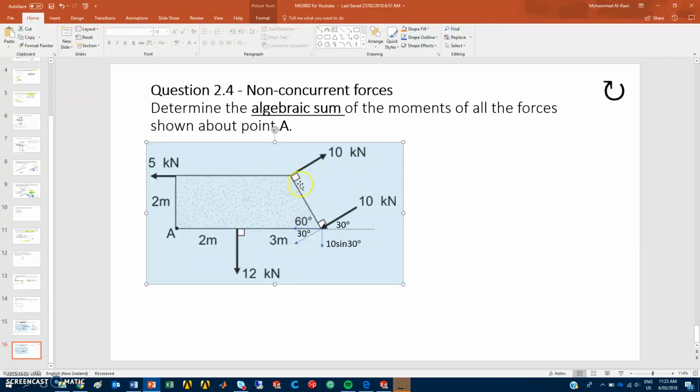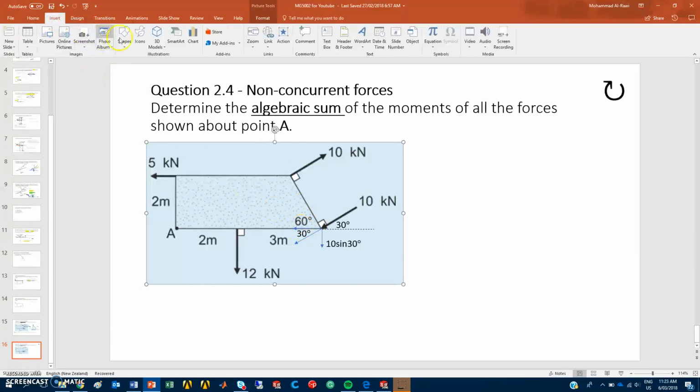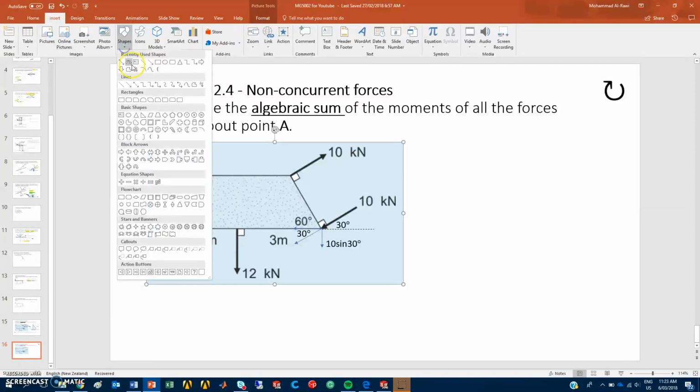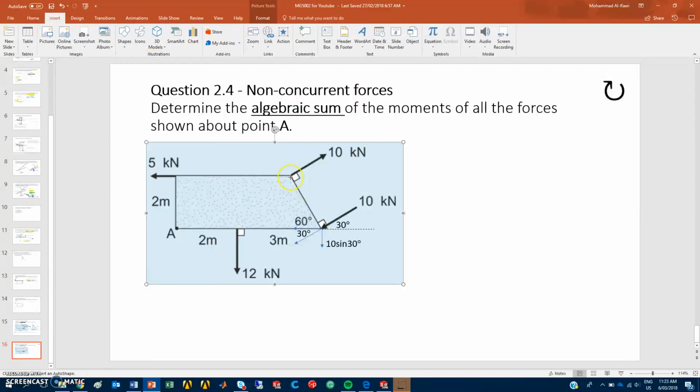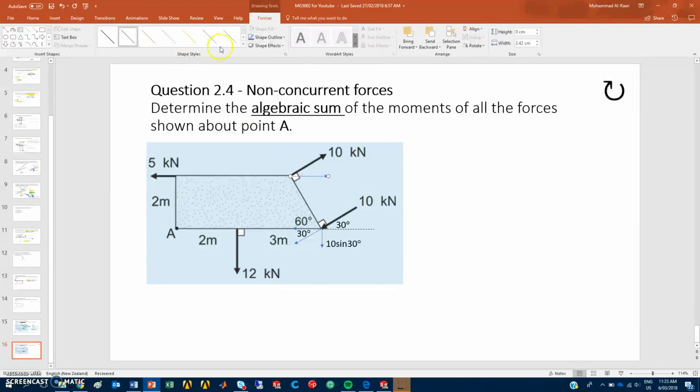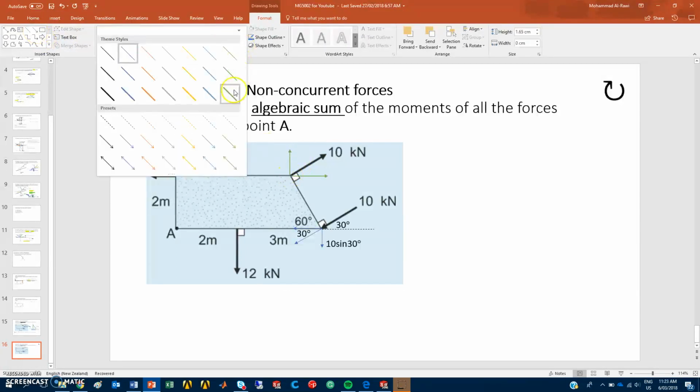Now the second part is how we can apply the analysis to the other 10 kilonewtons, which I need to show you. Since this one is 60, again the easy way is to sketch the components of this force. So we will have something around that point going in that direction. Let's use the green color, and the other component of this force will be going upwards in that direction, again in green.